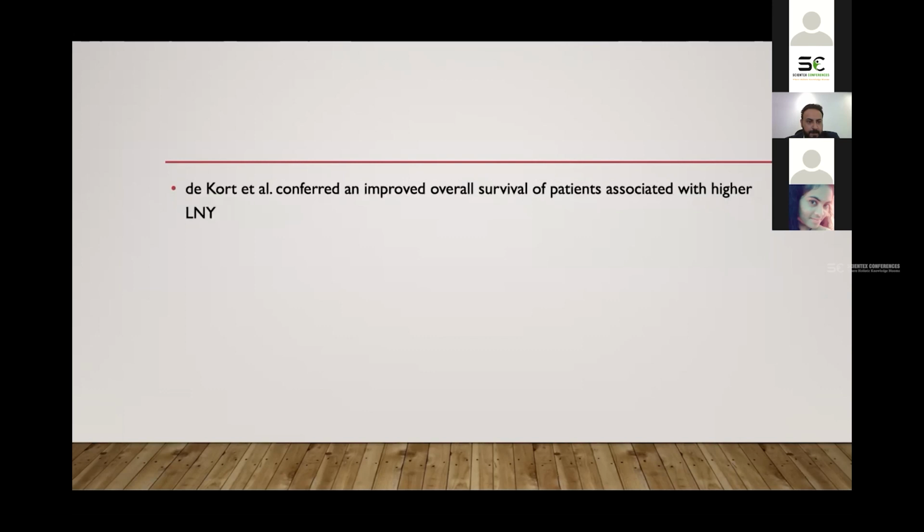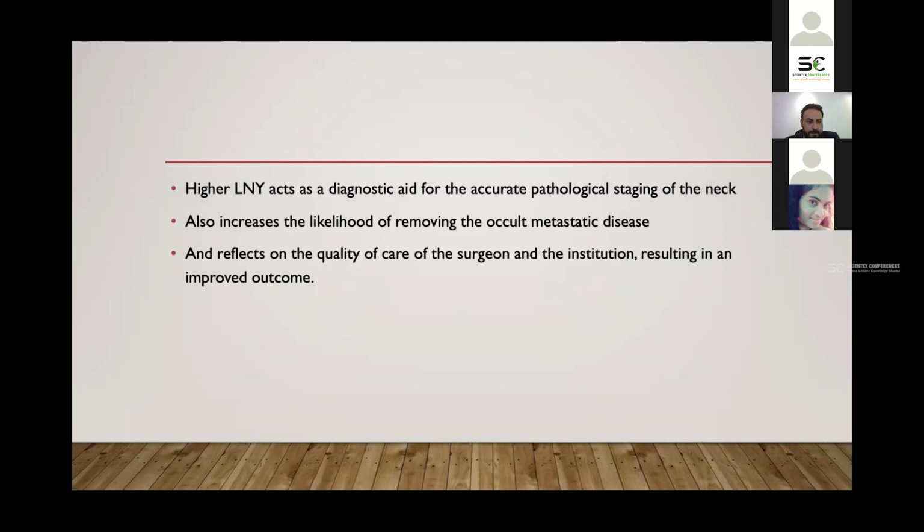Other studies, like Cortia et al., conferred improved overall survival in patients associated with higher lymph node yield. Higher lymph node yield acts as a diagnostic aid for accurate pathological staging of the neck. It also increases the likelihood of removing occult metastatic disease, and it reflects the quality of care of the surgeon and the institution, resulting in improved outcome.